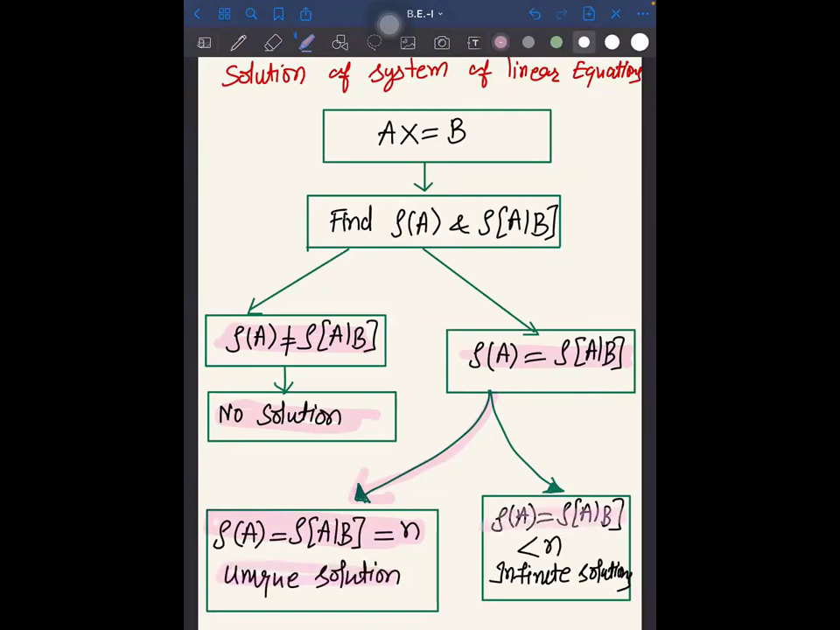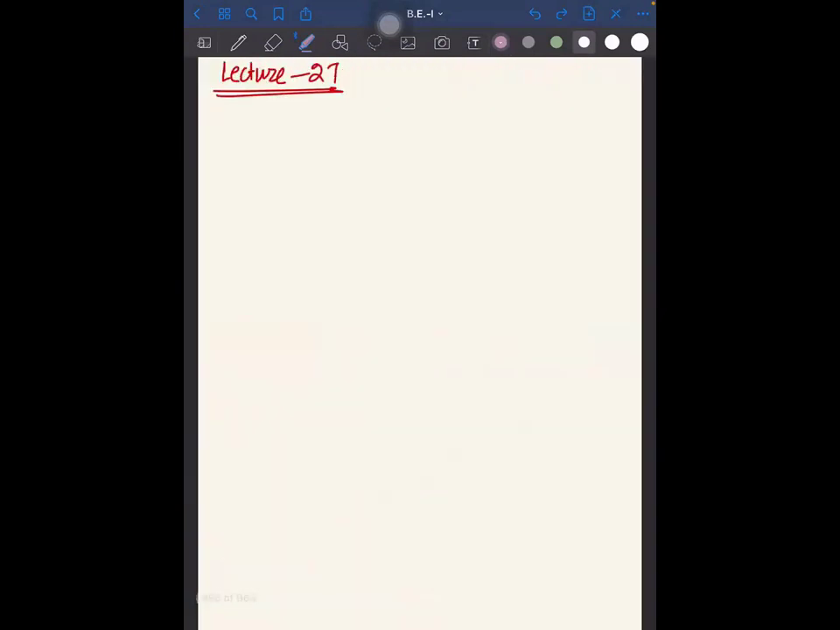If it is coming out to be less than the number of the variables, then we'll say that system has solution, but infinitely many solutions, right? So that is something which we have discussed in the last lecture. So now we're going to do problems. So this is book by Krishnamurthy, and that is mentioned in the syllabus.